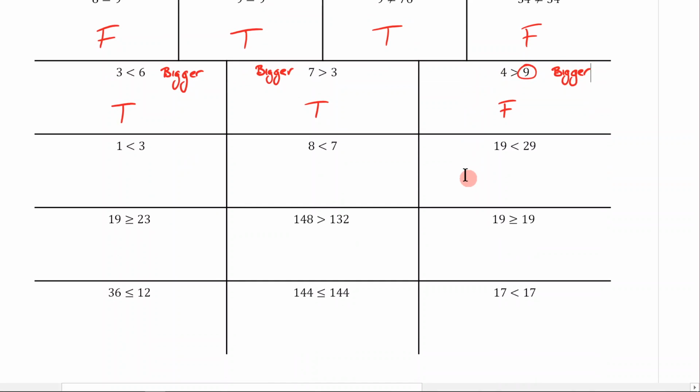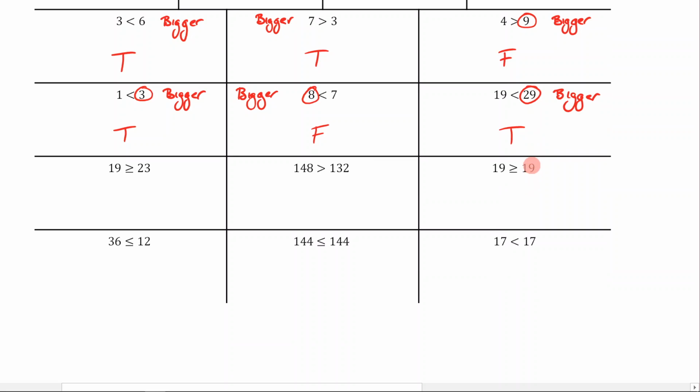Let's keep on going. This is saying 1 is less than 3. That's true. And it's eating the bigger number. 8 is less than 7. Well, that's false. 8 is not less than 7. And also here, 7 is our smaller number, but yet it's eating it. So 8 is our bigger number. It should be eating this one. Bigger. I'm just going to write bigger, so we're all on the same page. So because it's eating the wrong number, we know it's false. What about 19 is less than 29? Well, that's true. Also, it's eating the bigger number. So that's good.